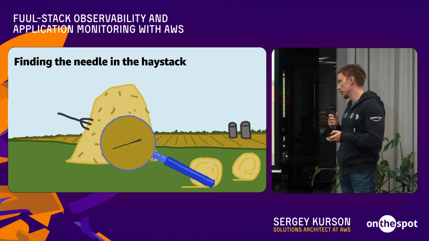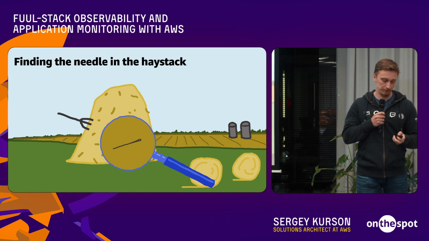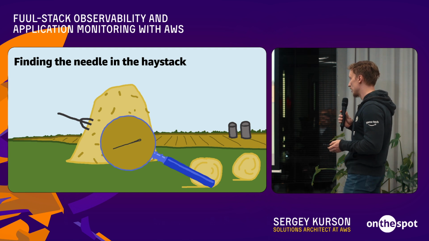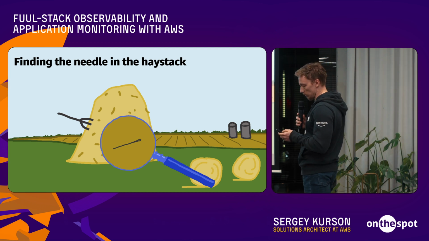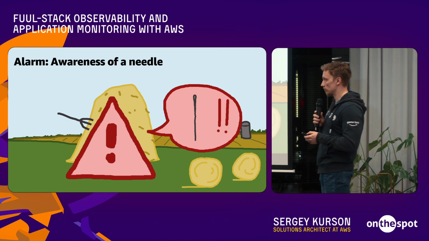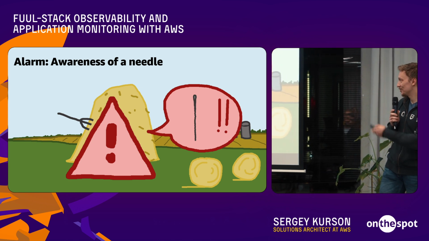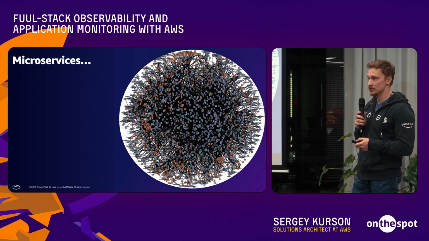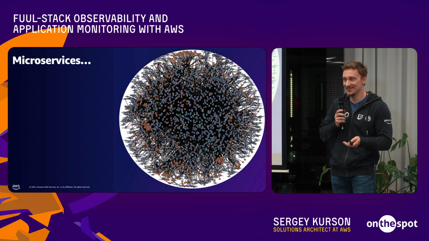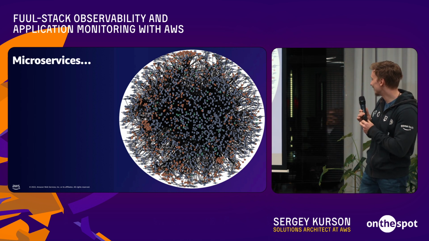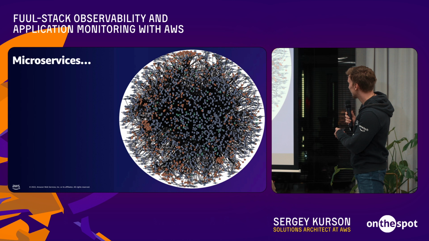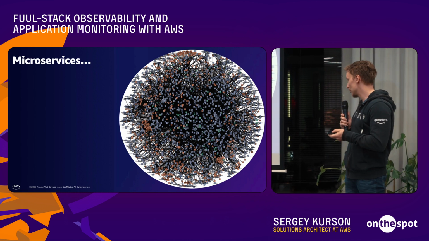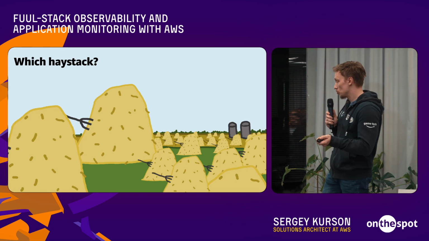But let's talk about how we actually find the problem. The analogy I will be using is the needle in a haystack. We need to find that needle. Something went off. Okay, fine. You have a whole hay of microservices. So good luck, find it. If you're lucky, it might be here. No, maybe here. I don't know. So what happens next? Which haystack are we looking at?